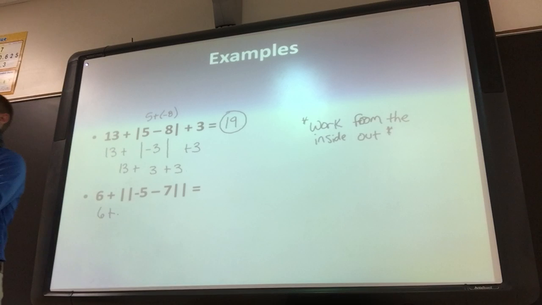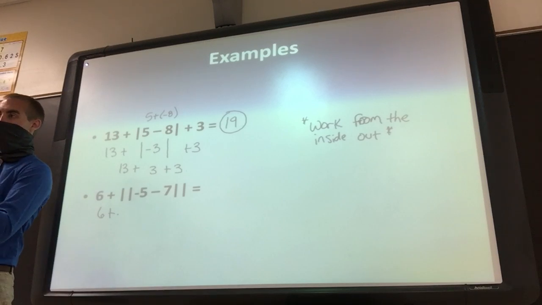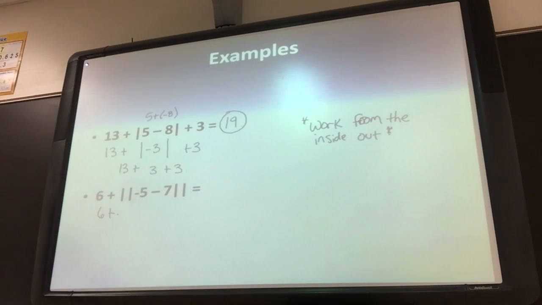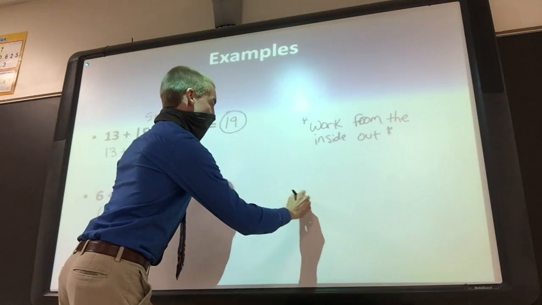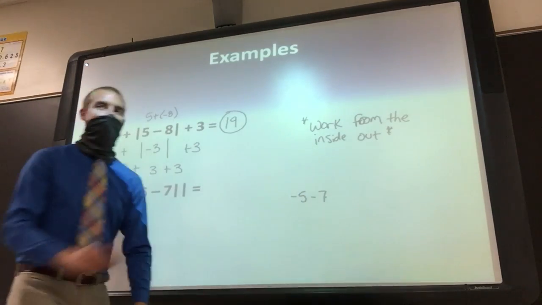We're going to do what's on the very inside first. So what is on the very inside of these absolute value bars? What's on the very inside, Vincent? Negative 5 minus 7. Do that first. Okay? So if we want to come over to the side, let's figure out what negative 5 minus 7 is.